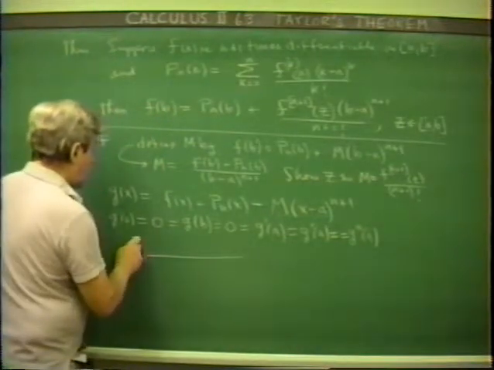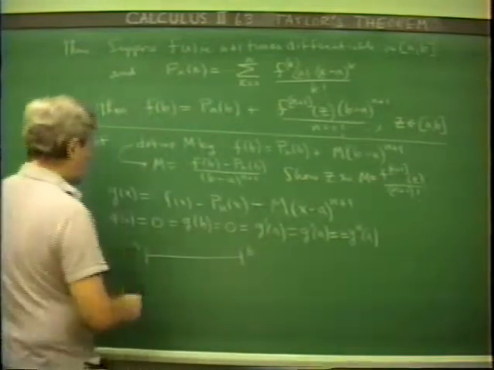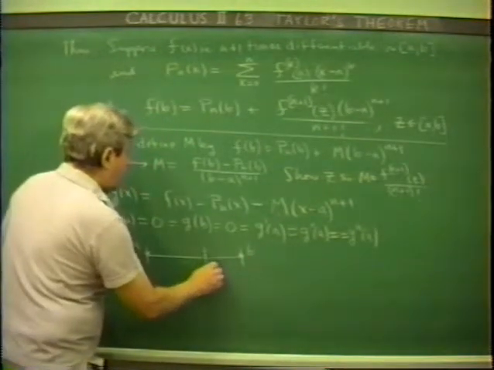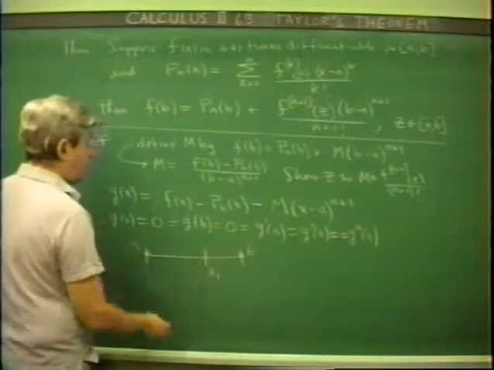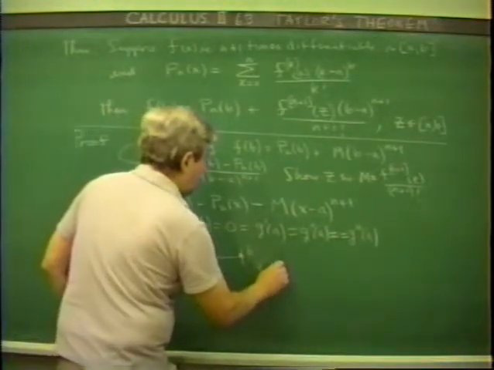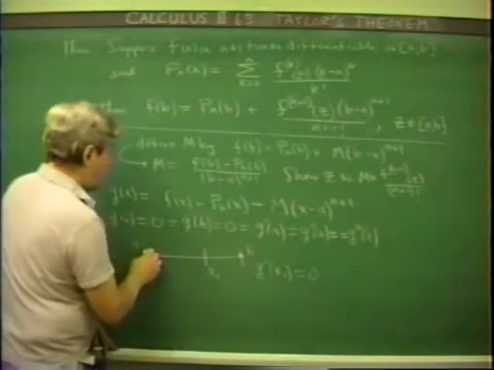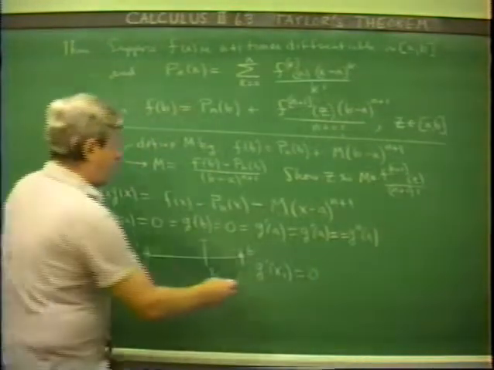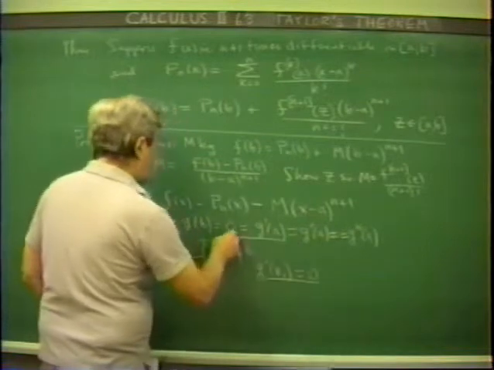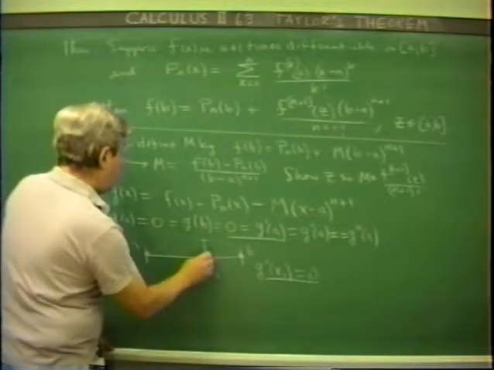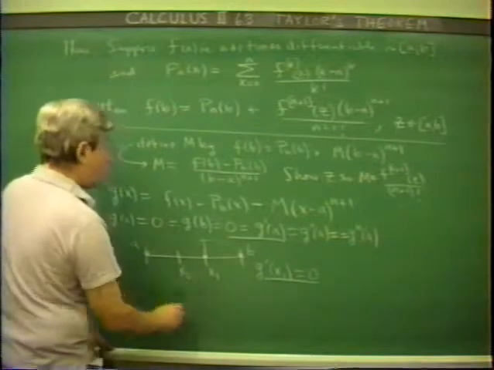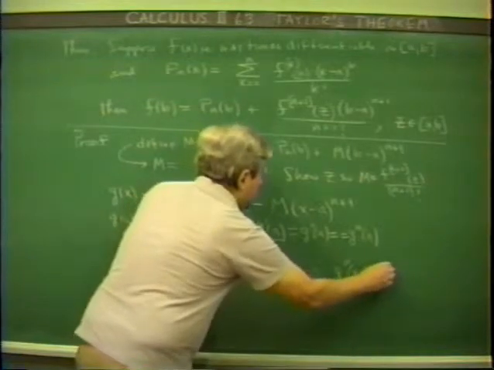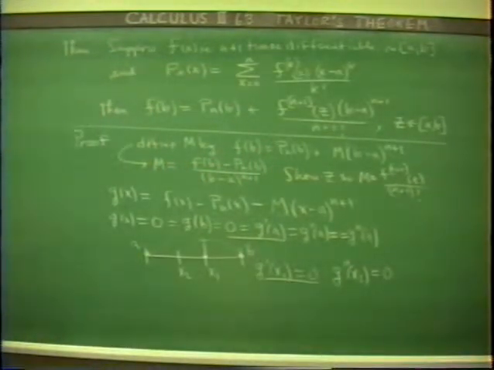Okay, so here's the picture. Here's A, and here's B. And g of A is 0, and g of B is 0. So we can find a point x1 in between A and B, by the mean value theorem, so that g prime at x1 is equal to 0. The function is the same on the two endpoints here, so there has to be a point in between where the derivative is 0. Now, the derivative at x1 is 0, and the derivative at A is 0. So the derivative of g at these two points is 0, so we can find a point x2 in between them so that the second derivative of g at x2 is equal to 0.